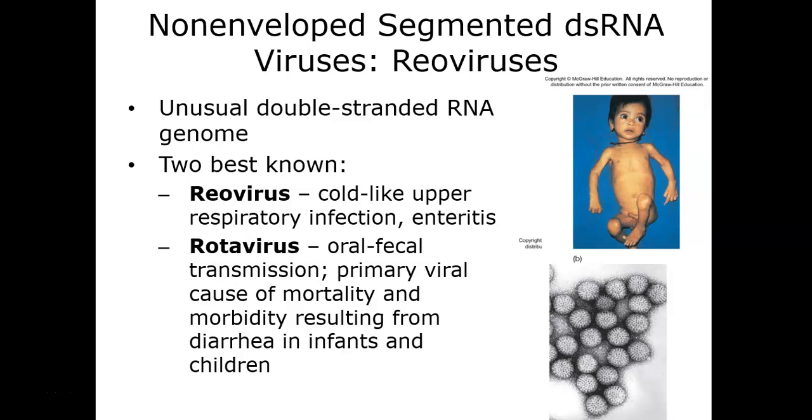Fecal-oral transmission. Death usually occurs by dehydration from the diarrhea. You shed massive amounts of water and electrolytes. Worldwide, rotavirus is the primary viral cause of morbidity and mortality from diarrhea. That's huge. Worldwide, it's the primary cause. We also talk a lot about the reovirus as well, which we mentioned has that cold-like upper respiratory infection.